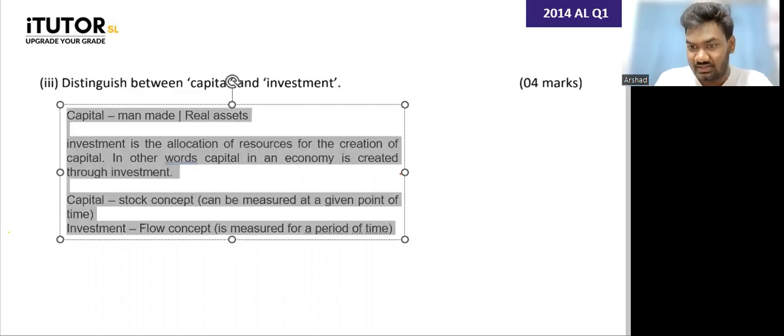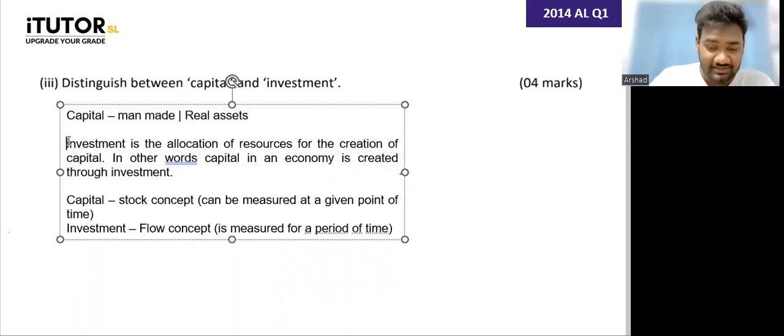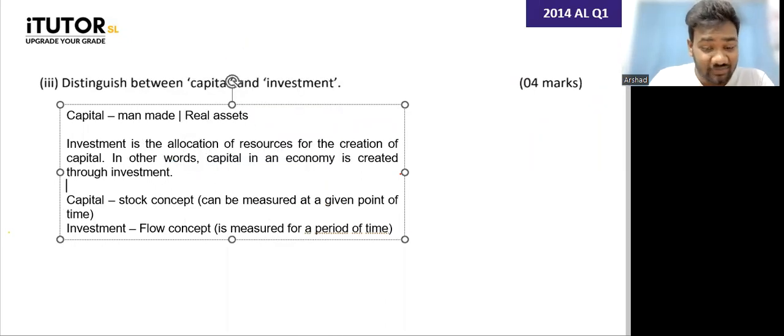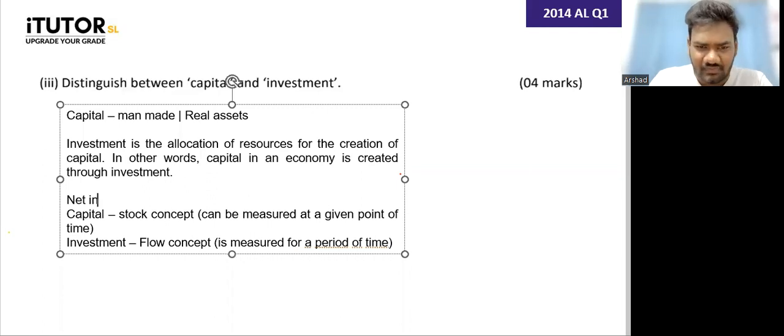That was the question. What is the meaning of investment that includes only newly formed capital goods? That is net investment. So investment is the allocation related to capital, in other words, capital in an economy is created through investment. You can also say, guys, what is net investment? Now, connect a little bit to your unit number 5. Remember gross investment and net investment. Net investment is gross investment minus what?